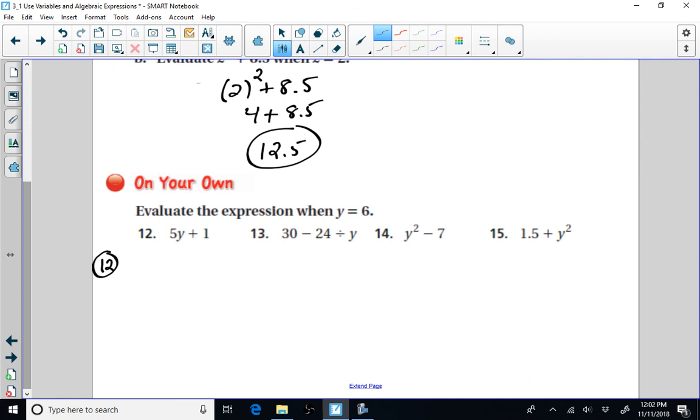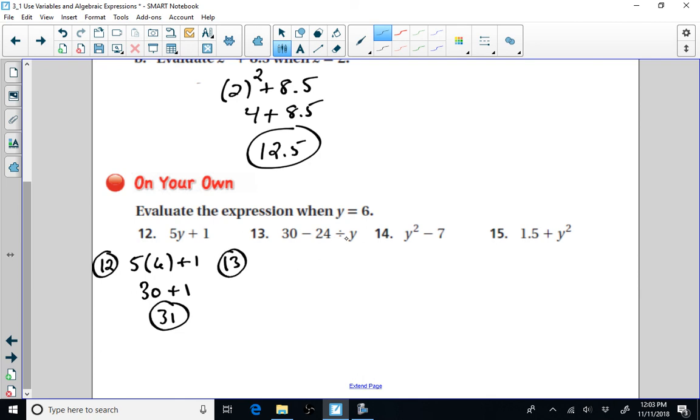Start with problem 12. The expression reads 5 times a number y plus 1, and we want to evaluate that expression for y is equal to 6. So it's going to be 5 times 6 plus 1. First we replace the variable with the number, then we simplify using our order of operations. 5 times 6 is 30. 30 plus 1 is going to be 31.